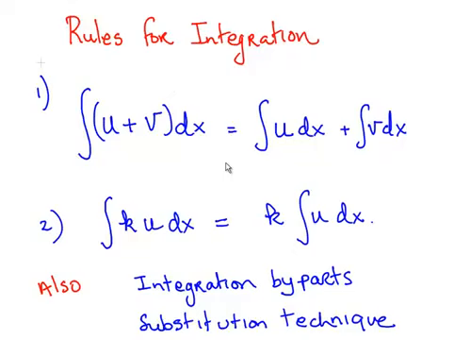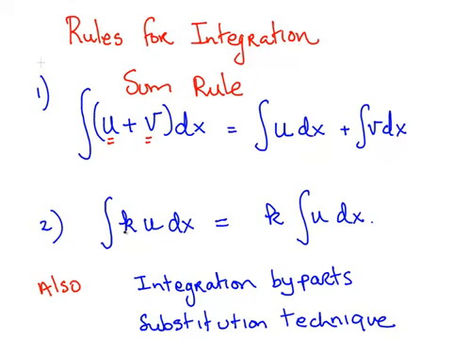They're easy enough rules. The first one is called the sum rule, and essentially we have two expressions, u and v, and they're both functions of x. When we get the sum of these two expressions, u plus v, and we're finding the integral of those, essentially what we can do is break it up into two parts. We find the integral of u, the first part of the sum, integrate that, and then get the integral of the second part of the sum, v, integrate that, and then just add them together. So that's called the sum rule.